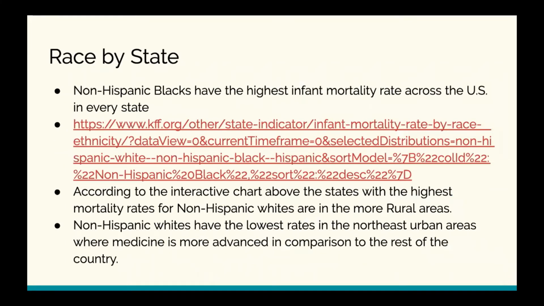Race by state. Non-Hispanic Blacks have the highest infant mortality rate across each state in the U.S. According to the interactive chart here, the highest mortality rates for non-Hispanic whites are in the more rural areas where there's less access to resources, whereas non-Hispanic whites have the lowest rates in the Northeast urban areas where medicine is more advanced in comparison to the rest of the country. This highlights the fact that there are other factors besides race that play a significant role in these infant mortality rates.